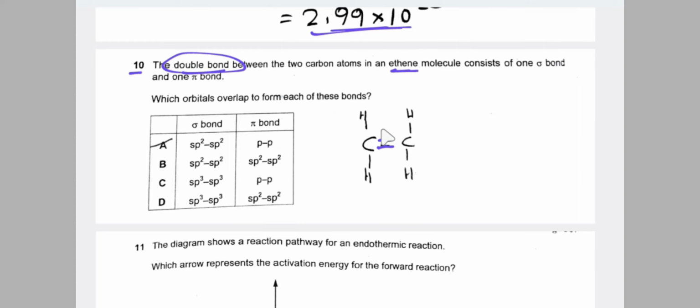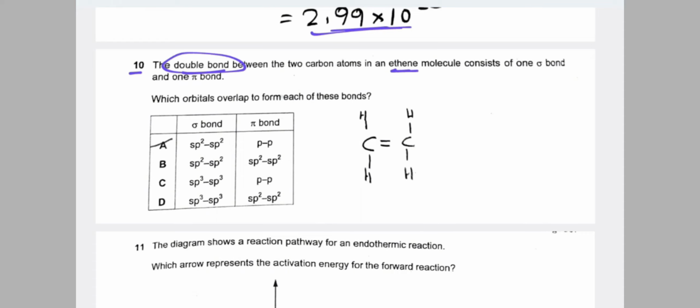So the first bond is always a sigma bond and the rest of the bonds are pi bonds. That means if, suppose, there are three bonds, then the first bond is sigma and the rest of the two are pi. But for this molecule, the first bond is a sigma bond and the second bond is a pi bond. Which orbitals overlap to form each of these bonds?